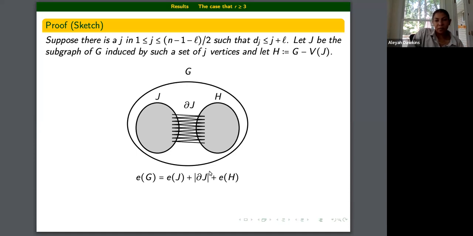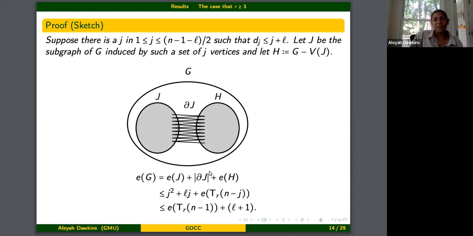And so the number of edges in G is precisely the number of edges in J, plus the size of the boundary of J, plus the number of edges in H. Then we can bound the number of edges in J and in the boundary of J by j squared plus Lj. That just comes from the degree conditions on those j vertices and the fact that their degree is at most j plus L. And then we'll bound the number of edges in H just using Turán's theorem, because we know it's a subgraph of G, which is K_{r+1}-free. And then after a bunch of painful algebra, we'll end up getting that the number of edges in G is at most the number of edges in the Turán graph on n-1 vertices plus L plus 1.